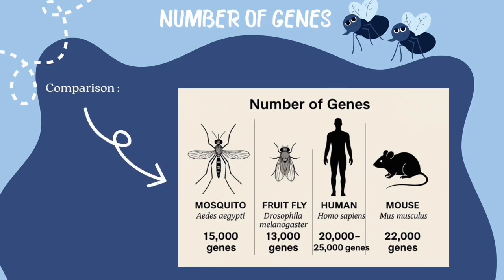First, we have the mosquito, Aedes aegypti. This mosquito has about 50,000 genes that help it fly, find food, reproduce, and spread diseases like dengue. The fruit fly has around 30,000 genes. Humans have between 20,000 to 25,000 genes, and last, the mouse has around 22,000 genes.